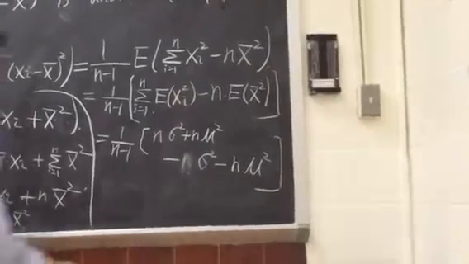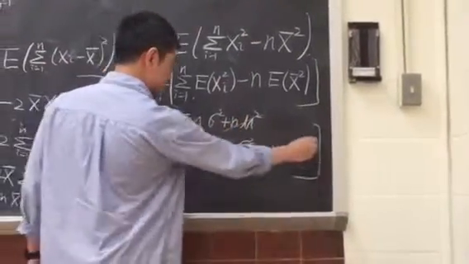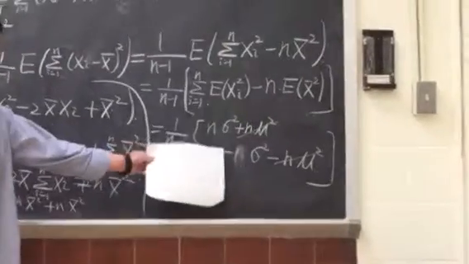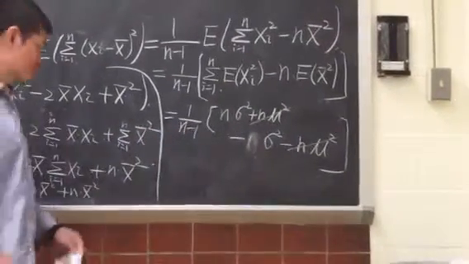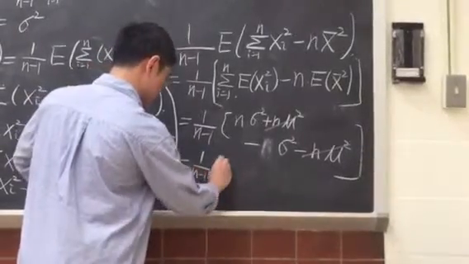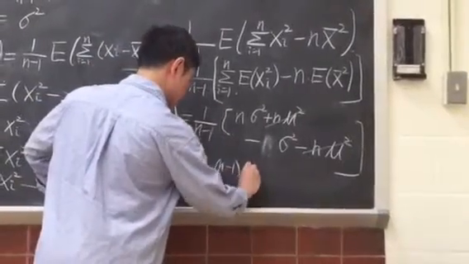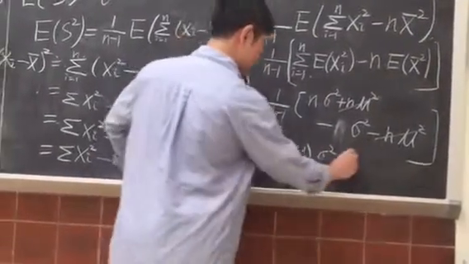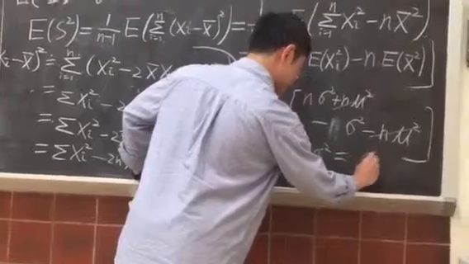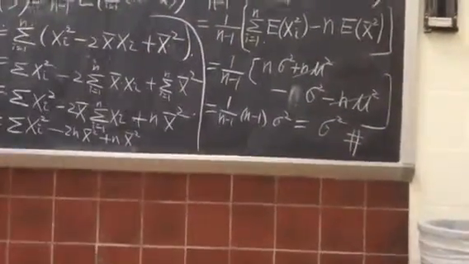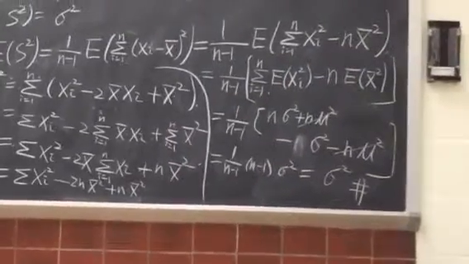Okay. And these two terms cancel. So I have n minus 1 times sigma squared, divided by n minus 1. So this is just sigma squared. So it is indeed unbiased. Okay?